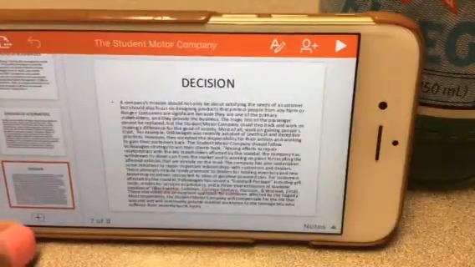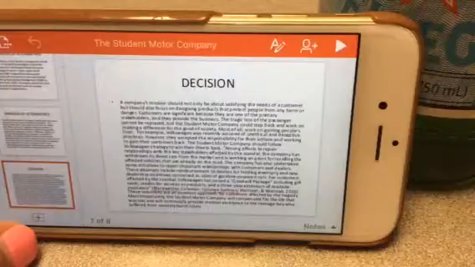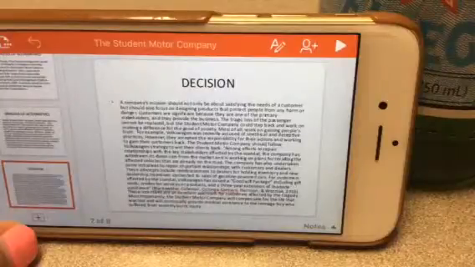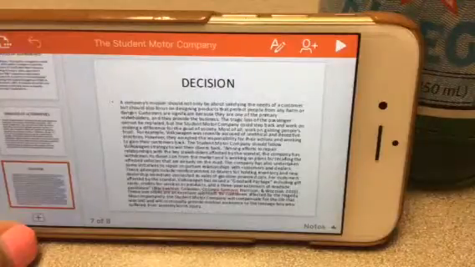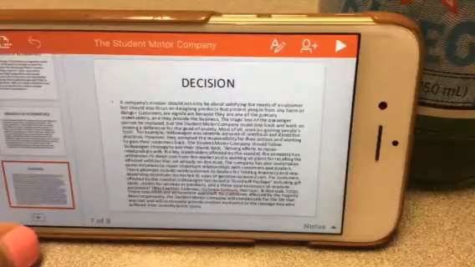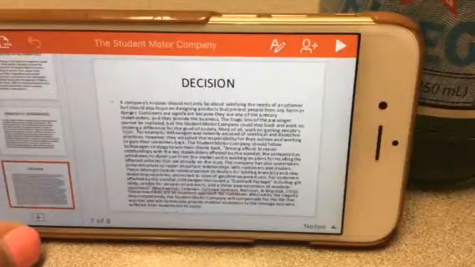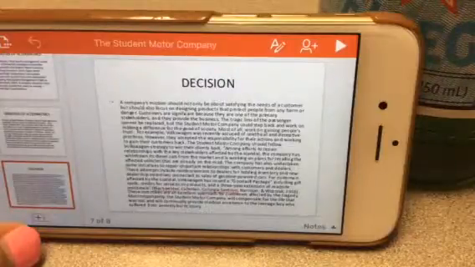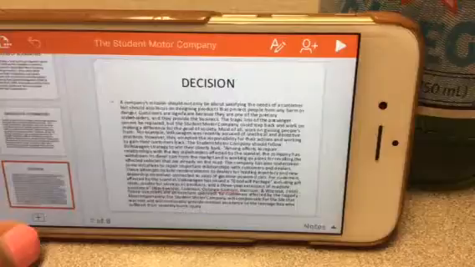Decision. A company's mission should not only be about satisfying the needs of a customer, but should also focus on designing products that protect people from any harm or danger. Customers are significant because they are one of the primary stakeholders and they provide the business. The tragic loss of the passenger cannot be replaced, but the Student Motor Company would step back and work on making a difference for the good of society.